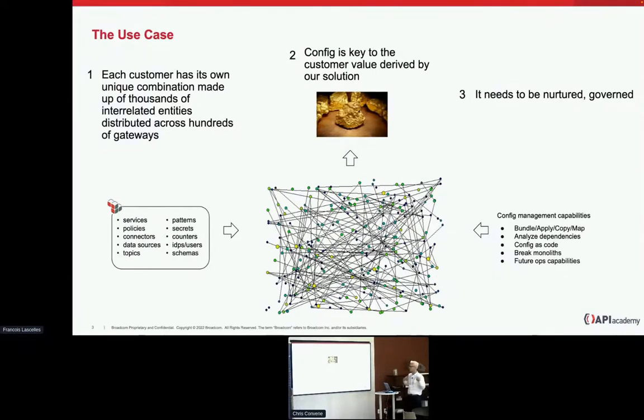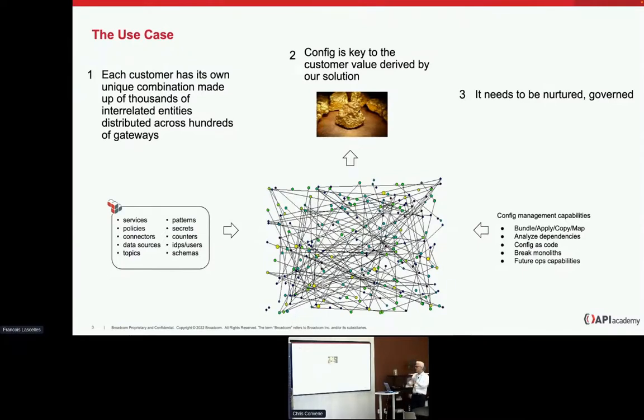And so it's really important for us to nurture this configuration and to allow the customer to govern it. So the configuration management capabilities targeted by the API we're about to talk about are bundling configuration, applying configuration, copying, mapping, some configuration arithmetics, analyzing dependencies, right? Each customer has a unique combination of thousands of interrelated entities, so it's really, really complex from a dependency perspective.